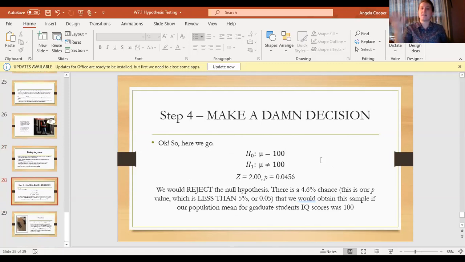So here we go. I've already stated that we would reject the null hypothesis, but it seems like it takes us forever to finally get to step 4, that we forget what we're even doing. But we've rejected the null hypothesis, meaning that this is not right. The average IQ score for the population of grad students is not the same as the general population, the average healthy population. They do not have the same IQ score average.